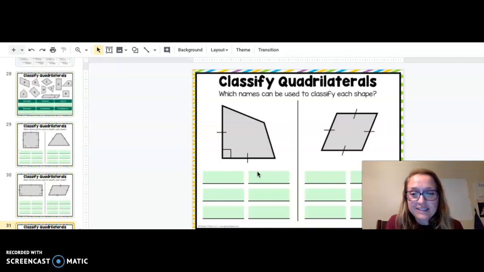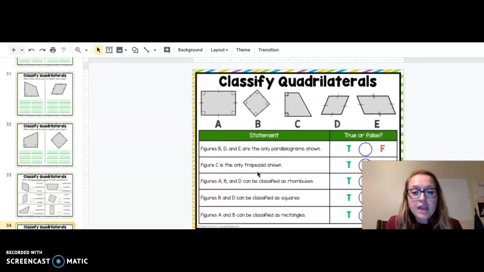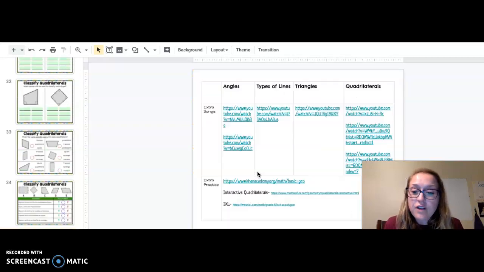Again, we're practicing classifying quadrilaterals. We're going to drag that red circle, circle the most specific name for each quadrilateral, and use the figures to determine if each statement is true or false. Drag the blue circle over the correct letter in the chart. T for true and F for false.